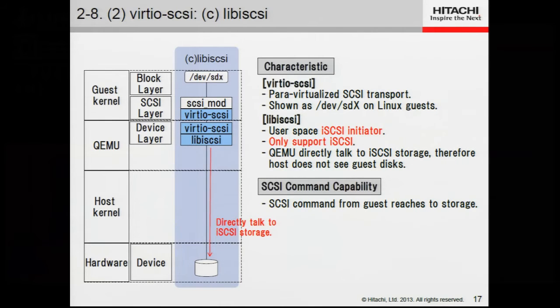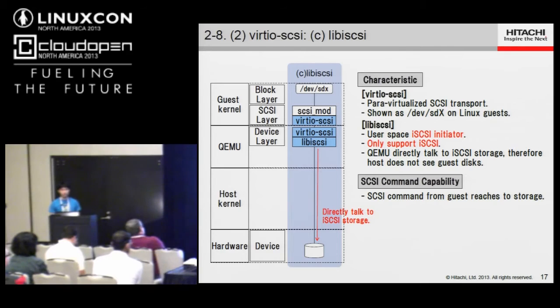And the third configuration for Virtio-SCSI is libiscsi. libiscsi is a user space iSCSI initiator. Therefore, it only supports iSCSI. QEMU directly talks to iSCSI storage. Therefore, the host does not see guest disks. As for SCSI command capability, SCSI commands from the guest reach the storage in this configuration.